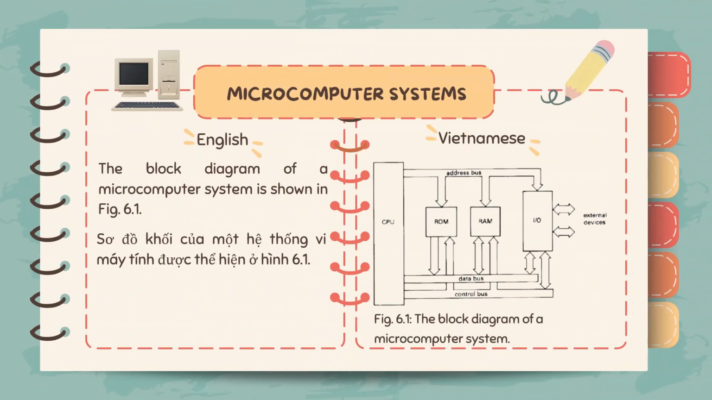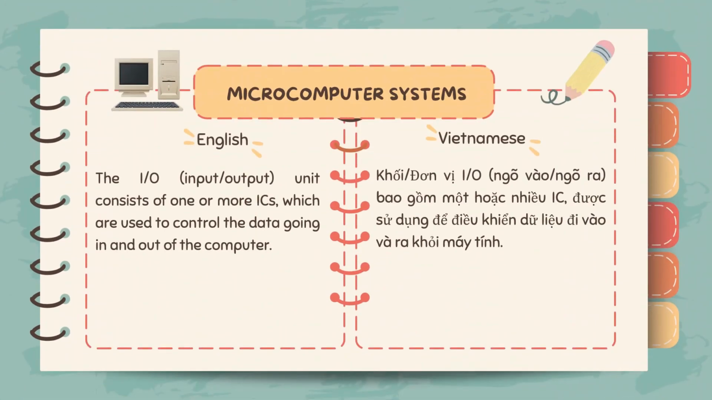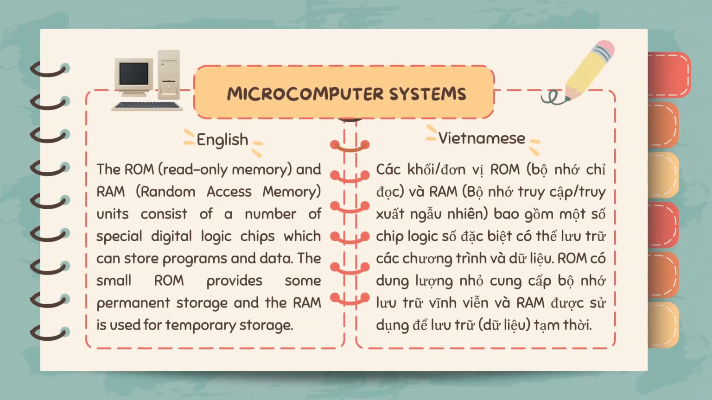The block diagram of a microcomputer system is shown in Figure 6.1. The input-output unit consists of one or more ICs, which are used to control the data going in and out of the computer. The ROM or read-only memory and RAM or random access memory units consist of a number of special digital logic chips which can store programs and data. The small ROM provides some permanent storage and the RAM is used for temporary storage.